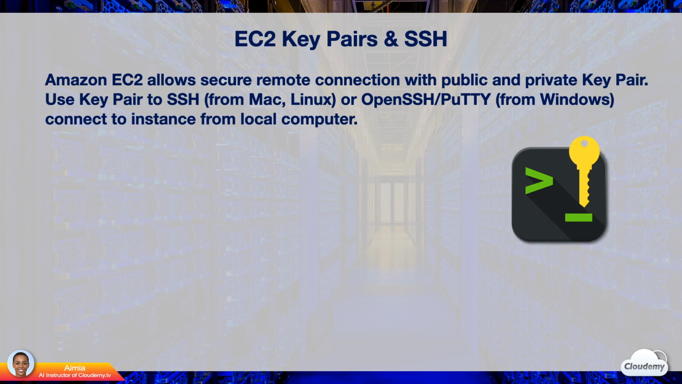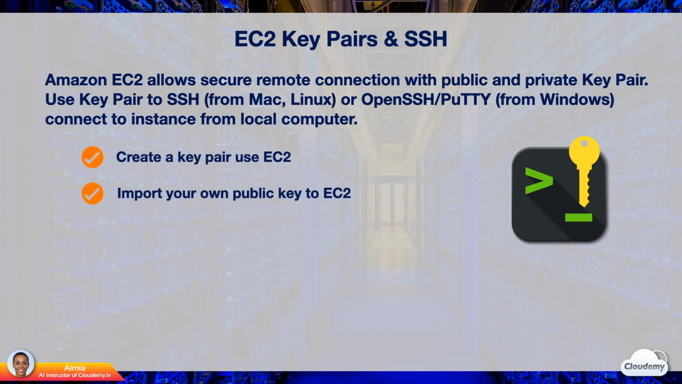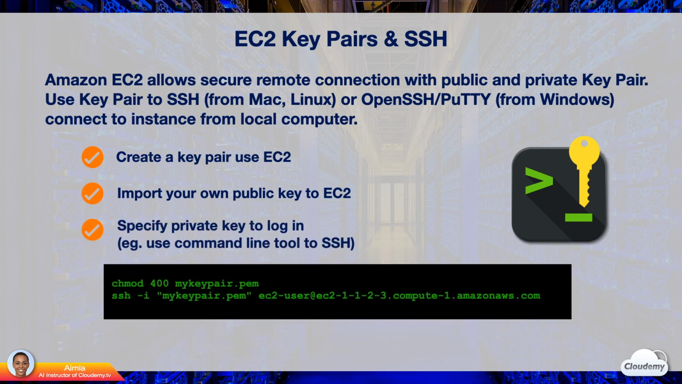When you launch an instance, you are prompted to add a key pair to the instance. Amazon EC2 allows secure remote connection to instances with public and private key pair. You can use key pair via SSH or PuTTY to connect to EC2 instance remotely from your local computer. You can create a key pair using EC2, or import your own public key to EC2. EC2 will store this public key. When you log into EC2 instance, you must specify the corresponding private key. Once you have logged into the EC2 instance, you can access and control instances like your local computer.